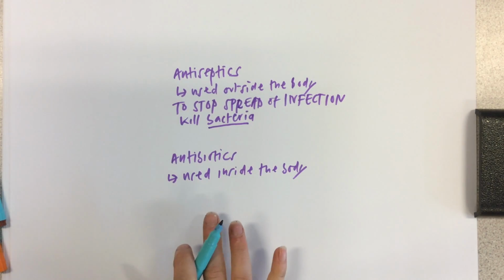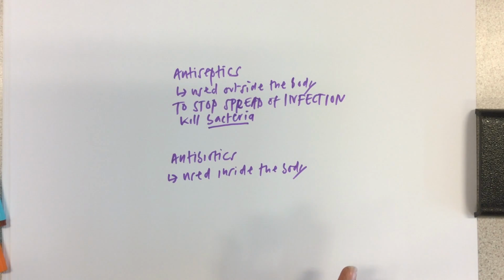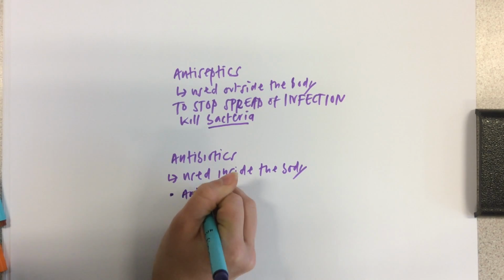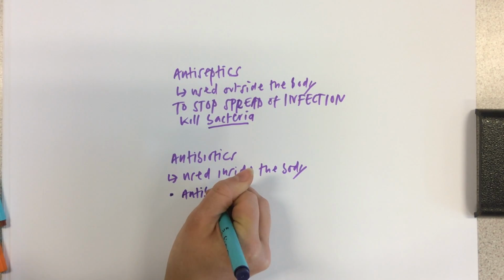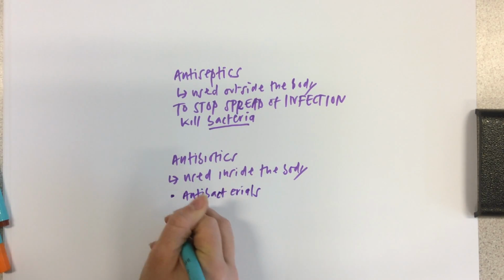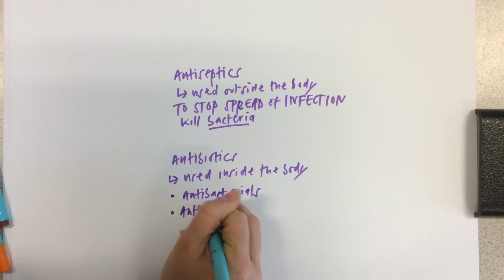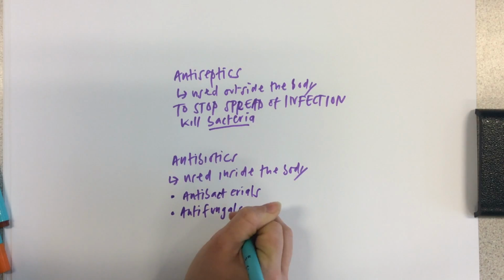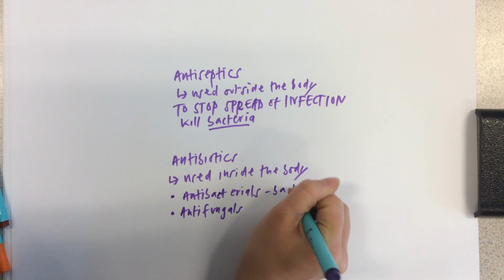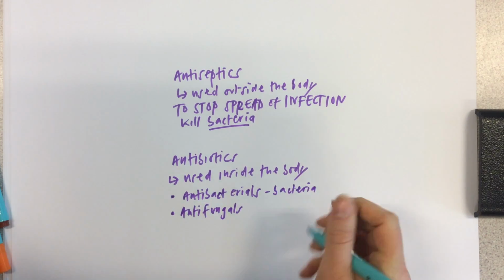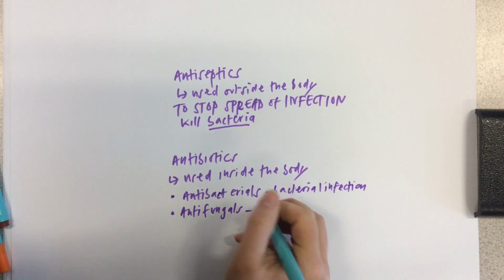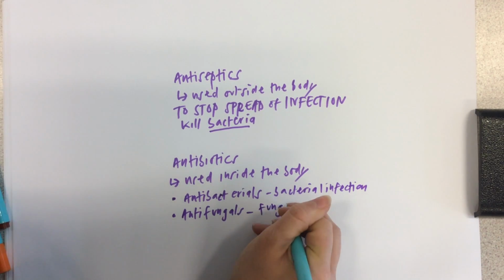Now, antibiotics are different. And there's two types of antibiotics. There are antibacterials, or antibacterial antibiotics, and there's also antifungals. Now, you can probably guess which ones these treat. So antibacterials will treat a bacterial infection, and antifungals will treat a fungal infection.